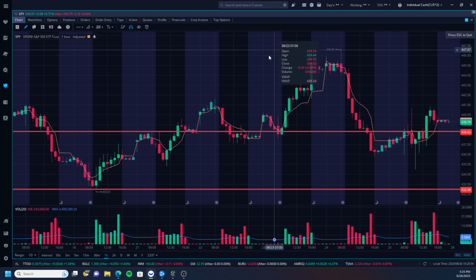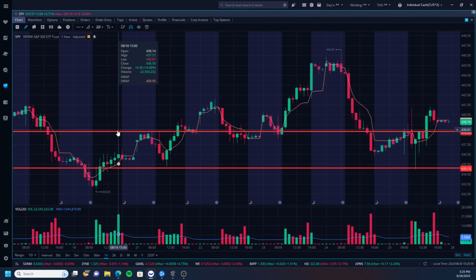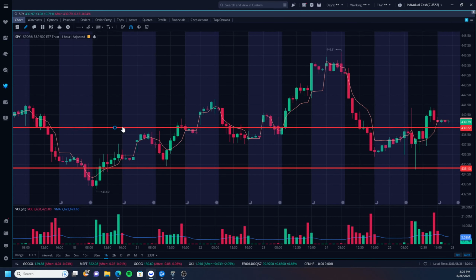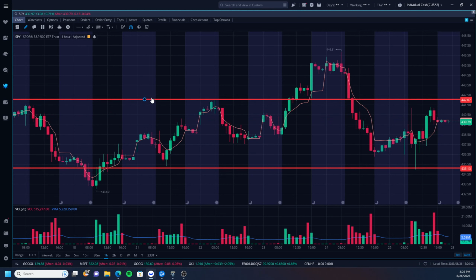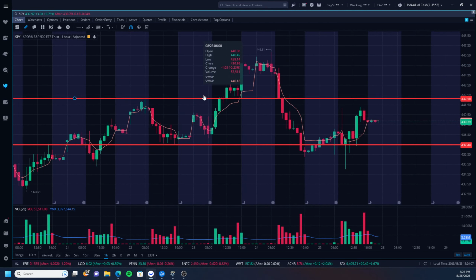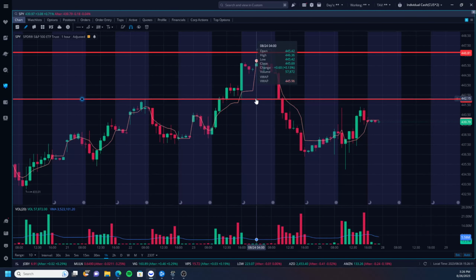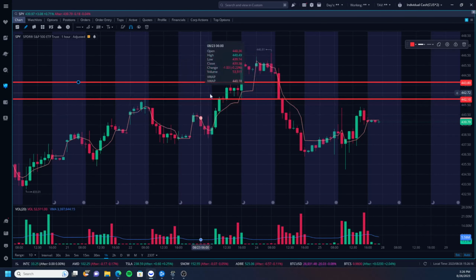Come on, Weeble, stop it. There you go. Maybe I'll move my stop up. Right, same thing. Let's wait for the resistance. Maybe I'll move my stop up. Let's wait for the resistance. Maybe I'll move my stop up. Okay. Or maybe I'll move my stop up.